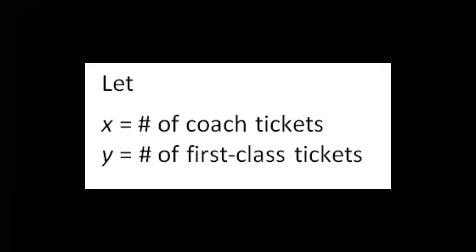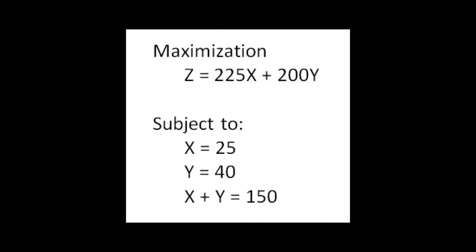So let X be the number of coach tickets, Y be the number of first class tickets. Next, we need to identify the objective function. Since the goal is to maximize profits, our objective is identified: maximize profit P equals $225X plus $200Y. After identifying our objective function, we then determine the constraints. In this case, we have the following constraints.